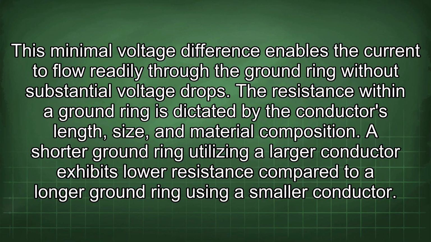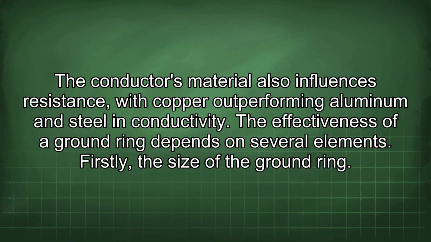The resistance within a ground ring is dictated by the conductor's length, size, and material composition. A shorter ground ring utilizing a larger conductor exhibits lower resistance compared to a longer ground ring using a smaller conductor. The conductor's material also influences resistance, with copper outperforming aluminum and steel in conductivity.